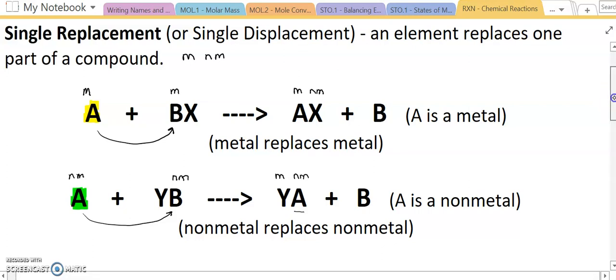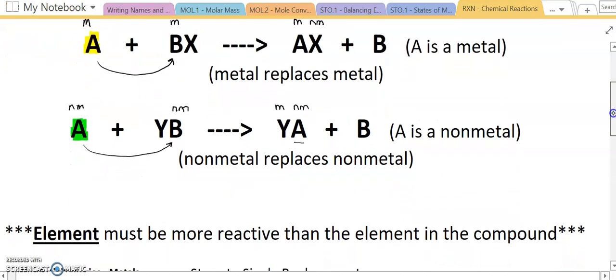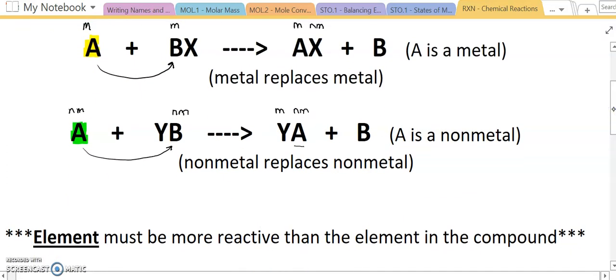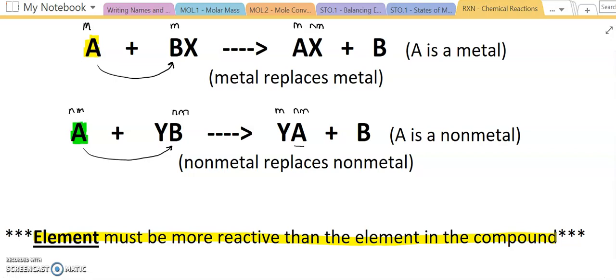But just because I want a single replacement reaction to happen doesn't mean it will. In order for an element to react, an element must be more reactive than the element in the compound. If a compound is in a very happy relationship, it's not going to dump its partner for something that is less desirable. So you must react with something that is going to be more reactive.